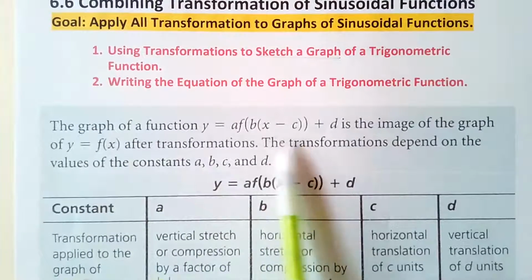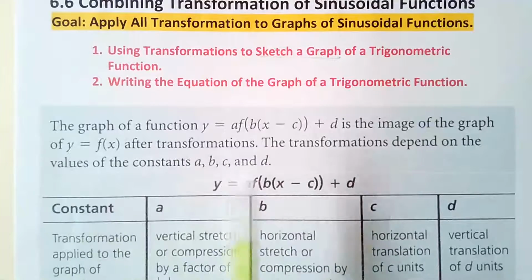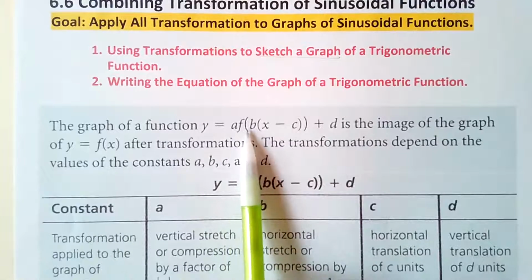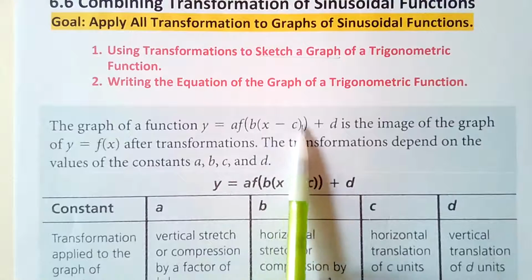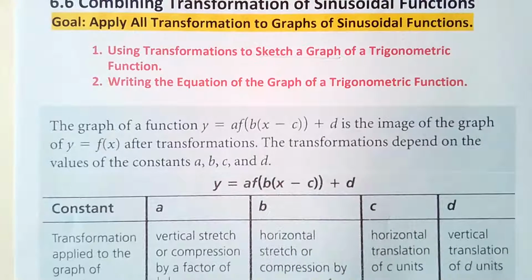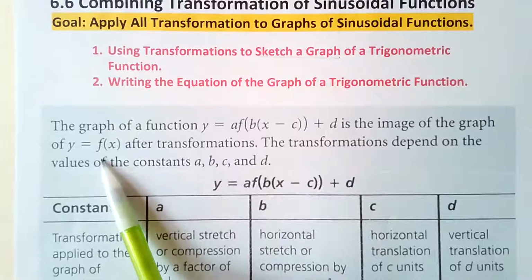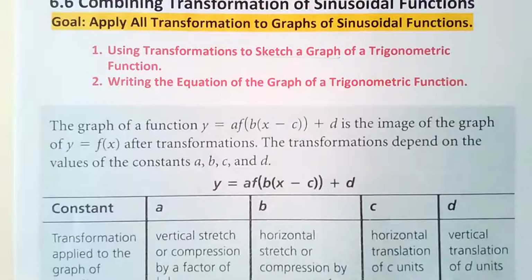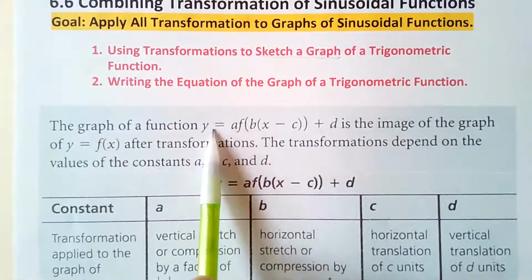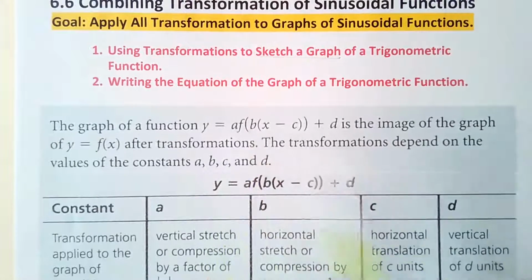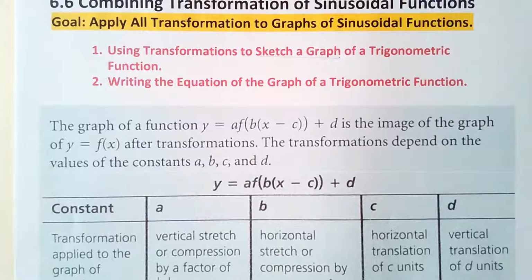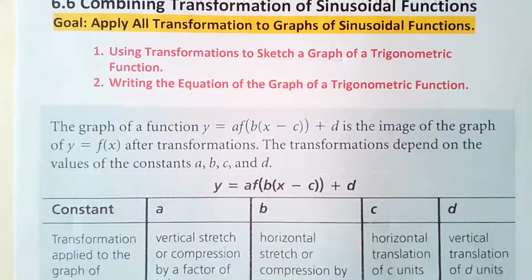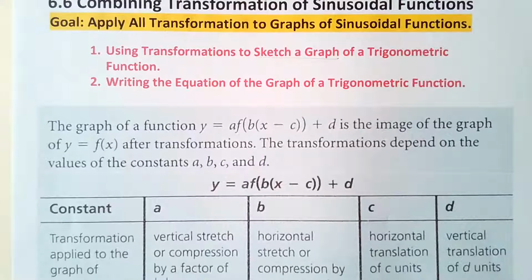Essentially today, we'll be beginning to use the graph of the function y is equal to a f(b(x minus c)) plus d, which is the image of the graph y equals f of x after transformation. So we'll have y is equal to sine x, and this will be the transformation: y is equal to a sine(b(x minus c)) plus d. By the end of the first lesson, we'll be able to apply the graph of the function as a transformation.